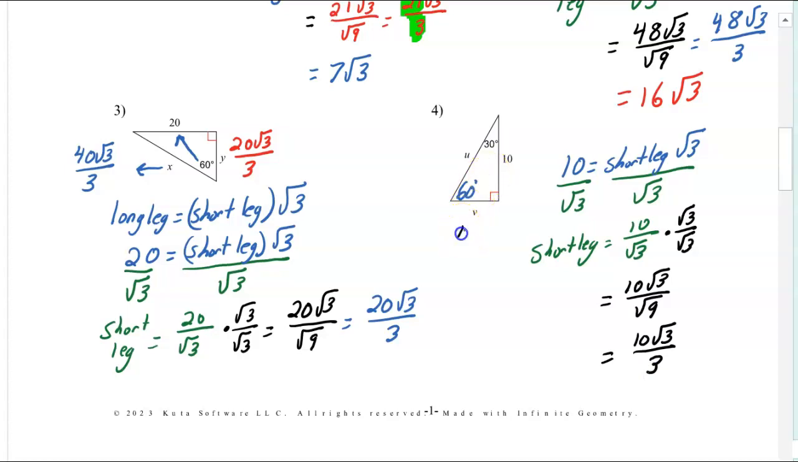So for number 4, the short leg is 10 root 3 over 3. And if you double the short leg, you get the hypotenuse. So doubling 10 gives you 20. So the hypotenuse is 20 square root of 3 over 3.